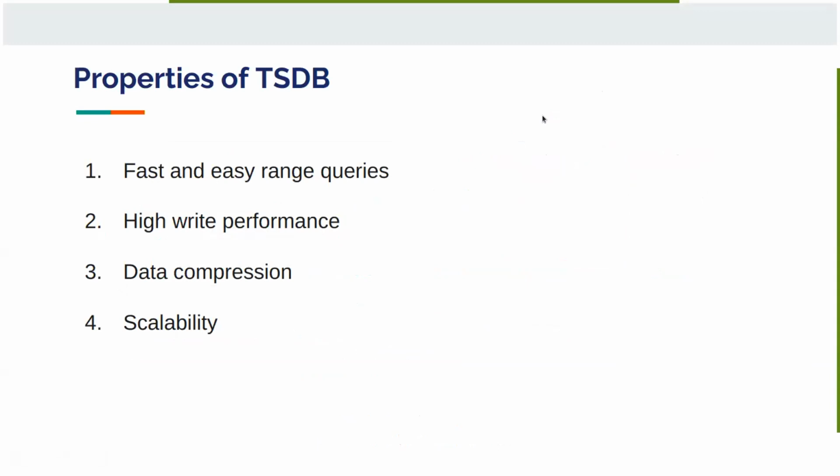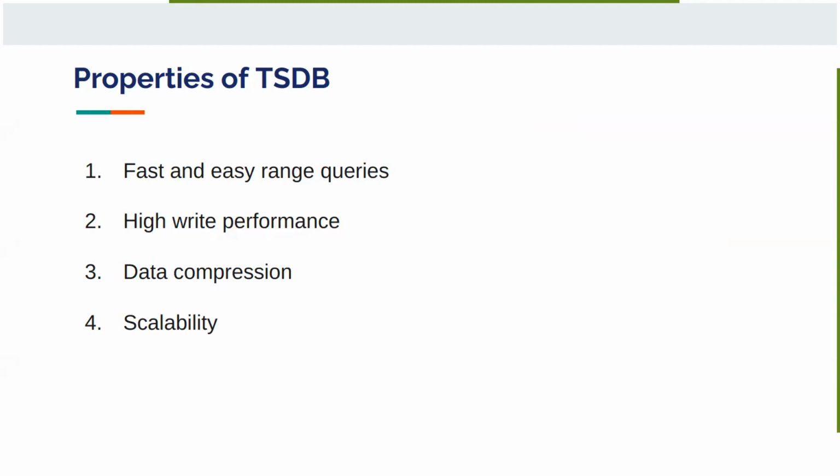And these are some core properties of time series databases. The first one is that it has fast and easy range queries. So you can query anything from the data and you get the desired value. The second is high write performance. Most time series databases are NoSQL databases, so they have very high write performance. The third one is data compression.